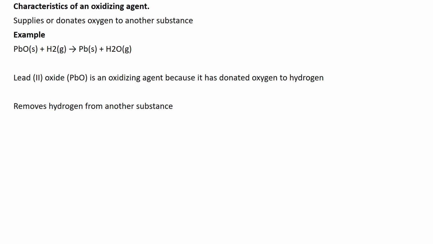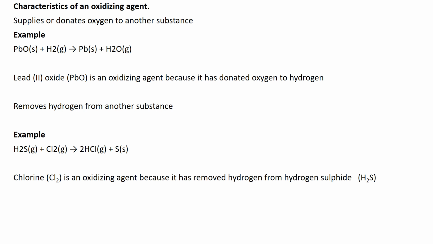The other characteristic is they remove hydrogen from another substance. So here's an example. We have hydrogen sulfide reacting with chlorine to form hydrogen chloride and sulfur. So we can see that this chlorine here has removed the hydrogen from hydrogen sulfide. Therefore, chlorine is an oxidizing agent because it has removed hydrogen from hydrogen sulfide.